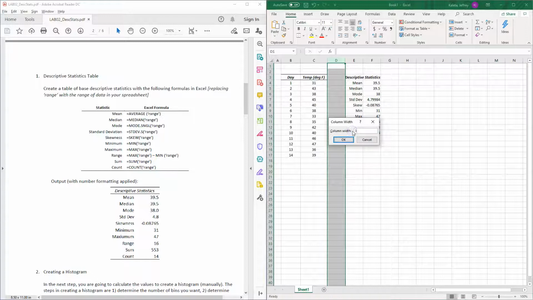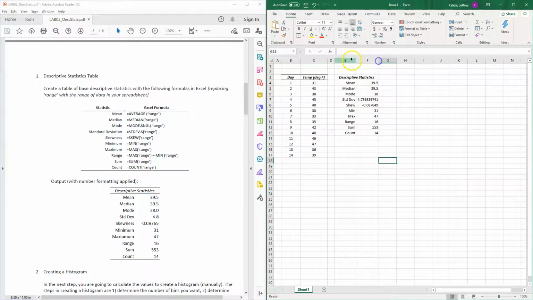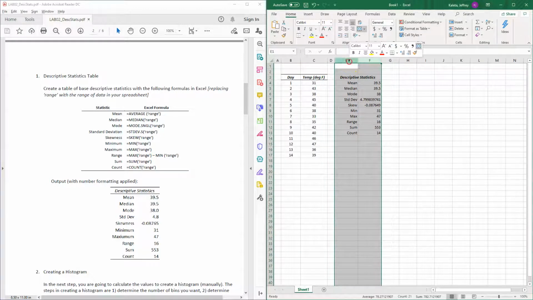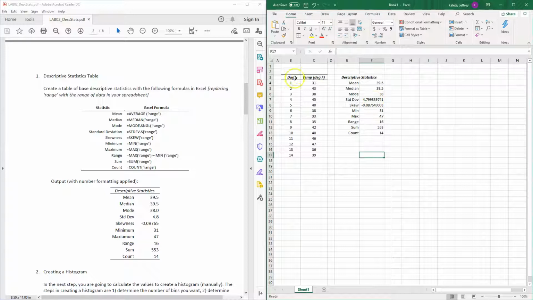I'm going to make a couple of edits here. Let me make this a little wider, and then that a little wider. Actually, let's make those the same width. I'm going to go ahead and make them 12. All right. And I'm going to put that in there. All right.